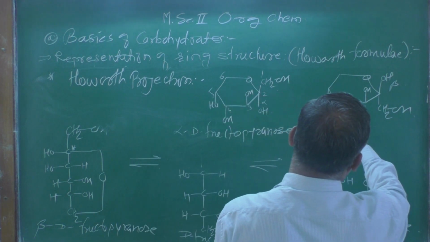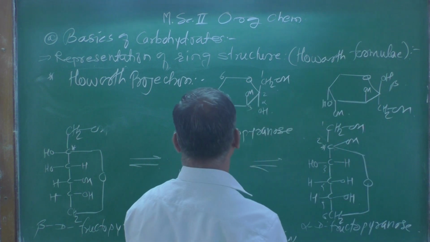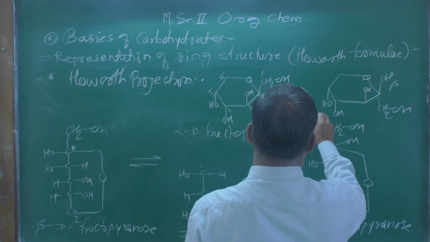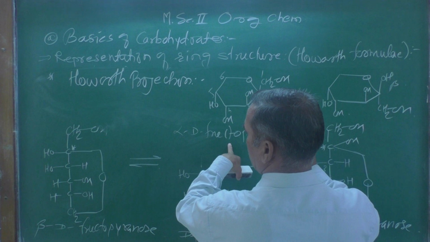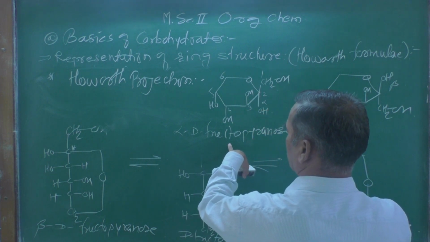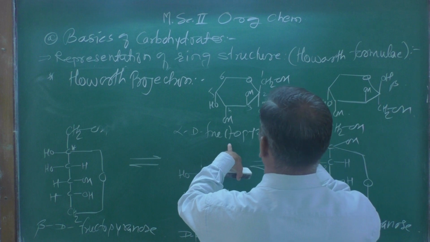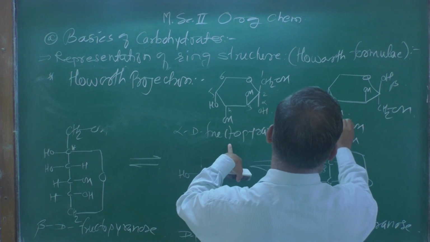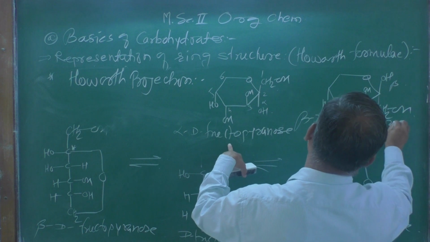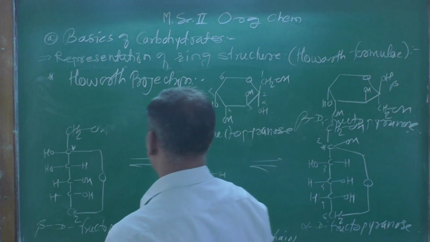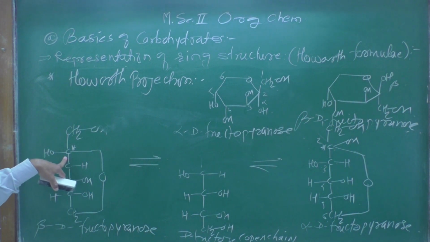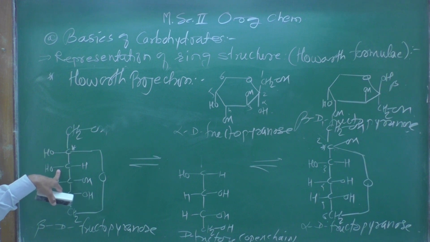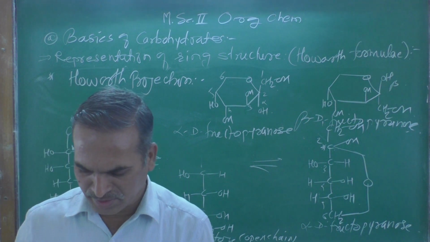And here the same thing is there. So this is the structure of beta D fructopyranose, that is, above the plane, below, left hand side above, and both below the plane. So these are the representations of this.